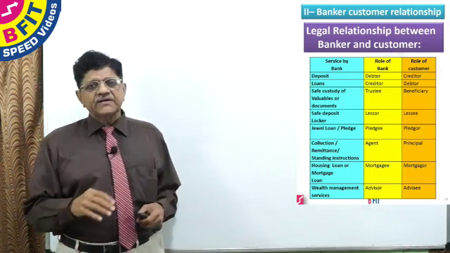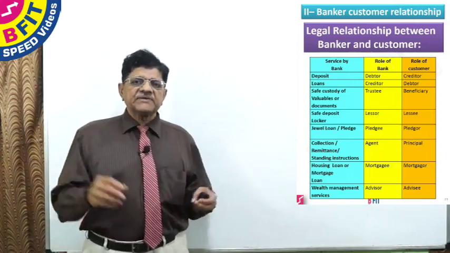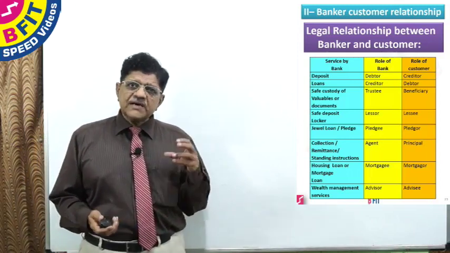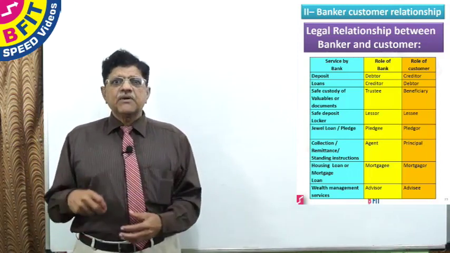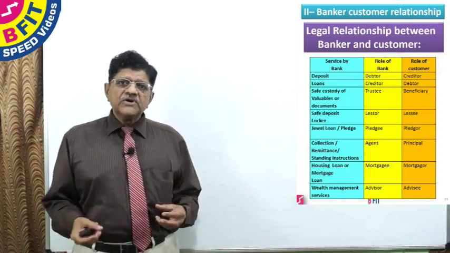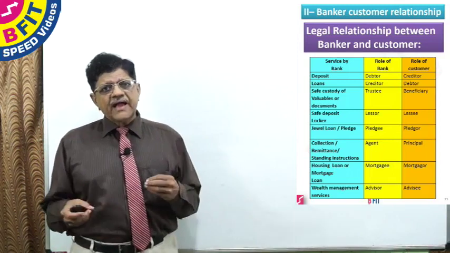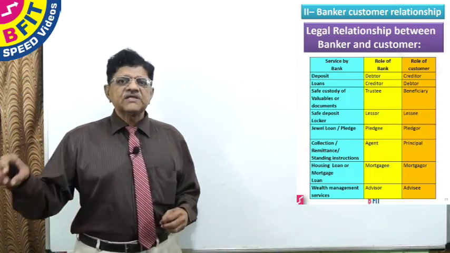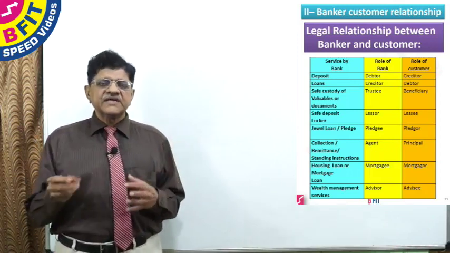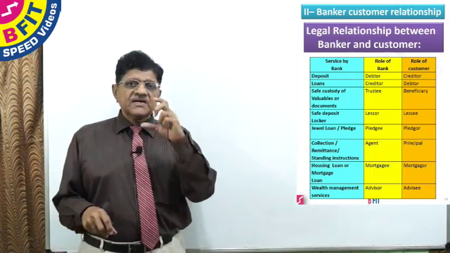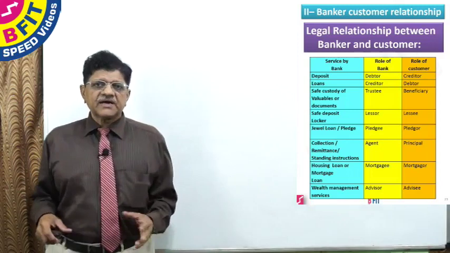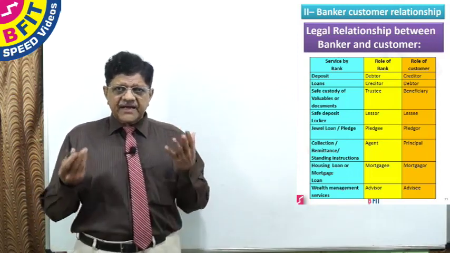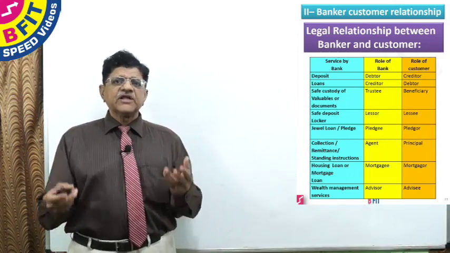On the other hand, let us say a person takes a housing loan from a bank. In this case, who is the borrower? The customer is the borrower. And who is the person who gives the loan? The bank gives the loan. Therefore, bank is the creditor and the customer is the borrower. The roles are reversed here. This is the primary or general relationship between a banker and customer, that of a debtor or creditor, depending upon whether the bank has taken a deposit or has given a loan.